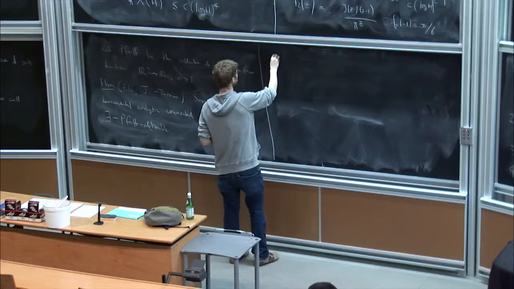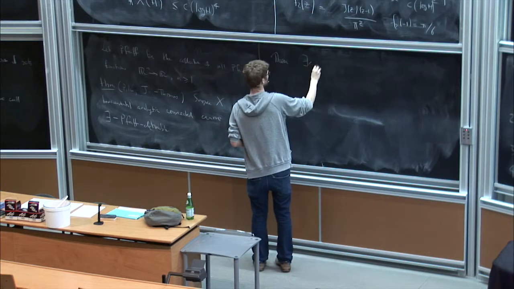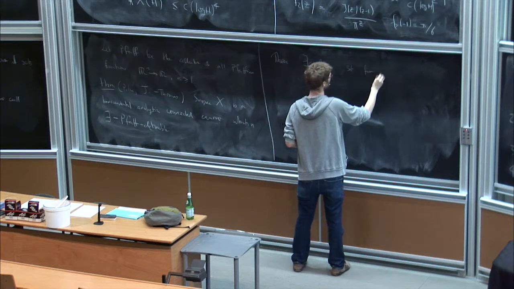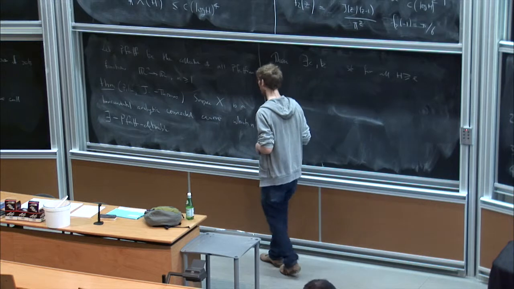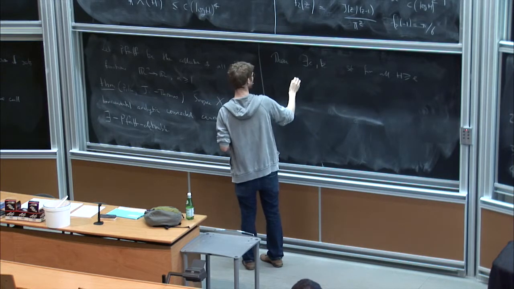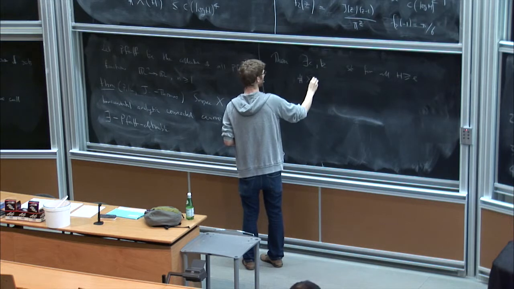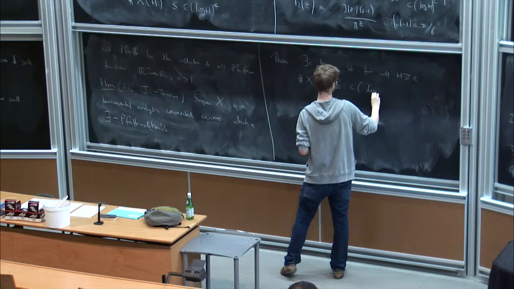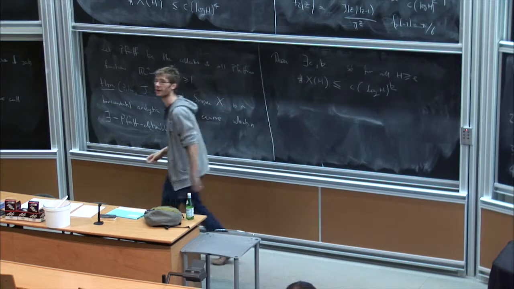Then there exist C and K such that for all H at least E, X has at most C log H to the K rational points of height H.